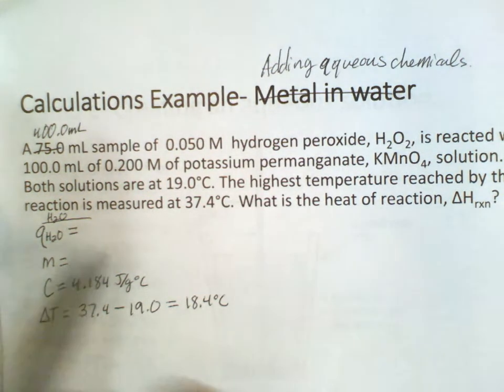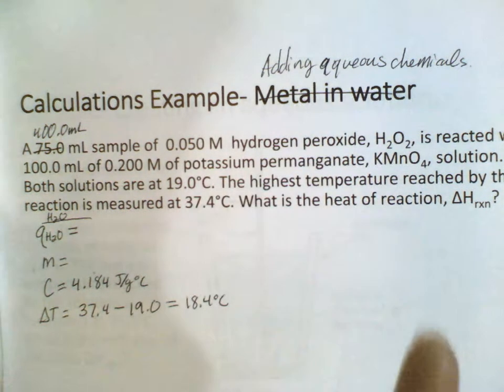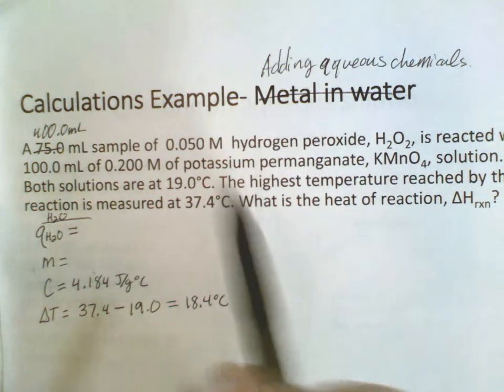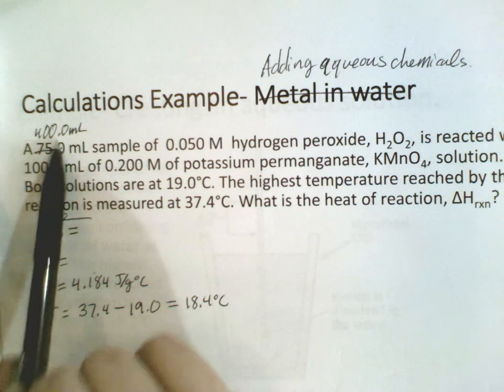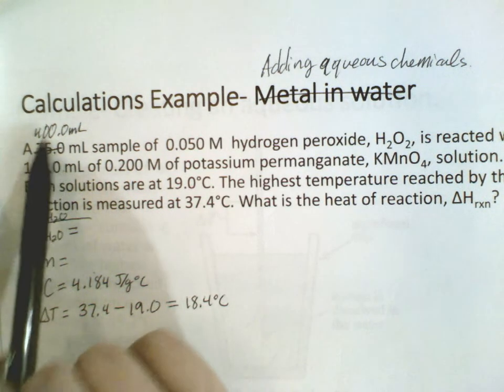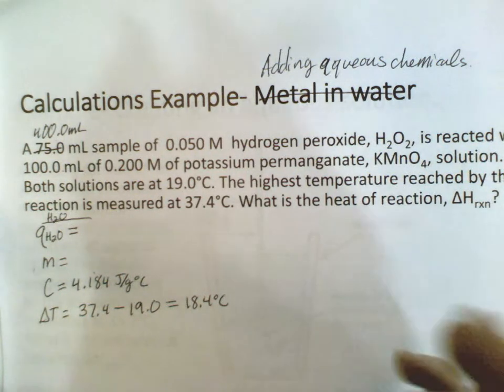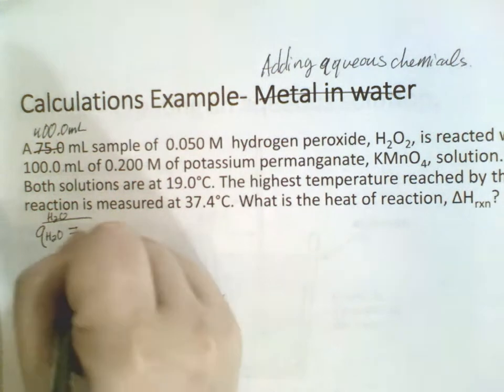Now, our mass. Remember, each of these are aqueous solutions, so they're dissolved in water. So most of your mass is coming from the water itself. So if we look at our peroxide, we've got 400 milliliters of peroxide, 100 milliliters of permanganate. So we are going to add those two values together since they're being poured together, and we get a total of 500 milliliters.